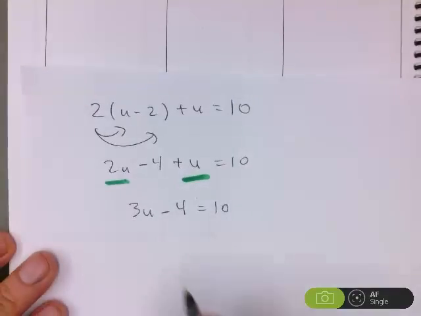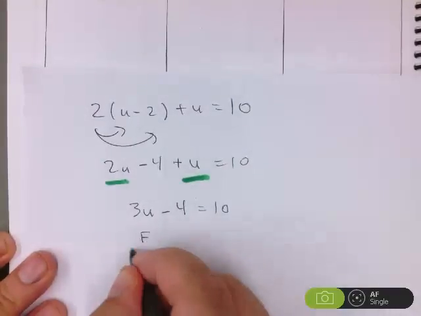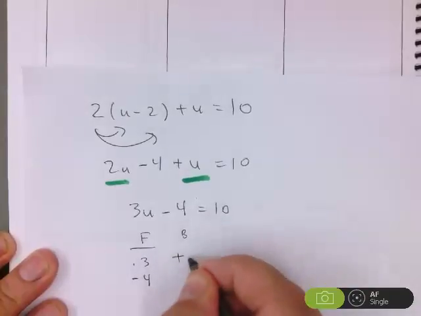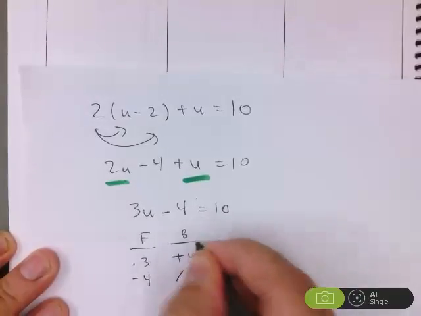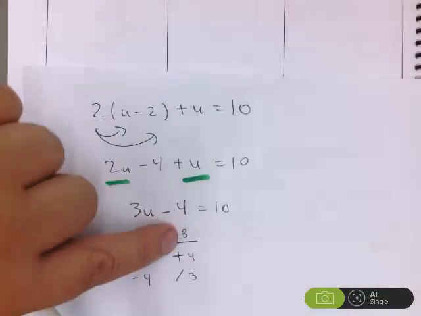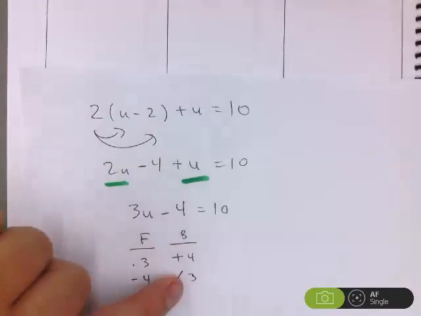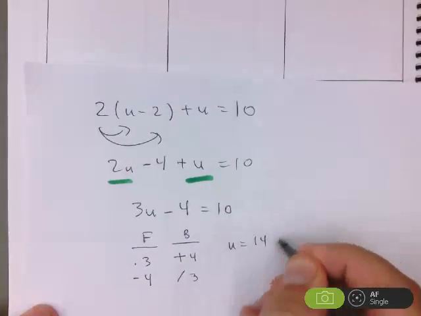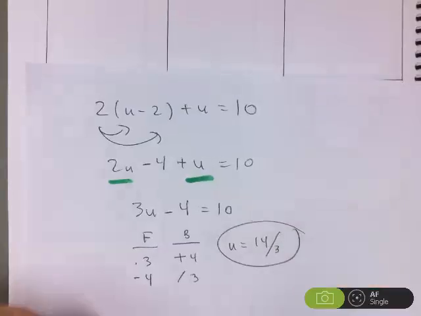So if I'm going to do forward backward, I've got forward is times 3 minus 4, backward is plus 4, divide by 3. And then I've got 10 plus 4 is 14. 14 divided by 3 is just 14 over 3. I can't simplify that. So u is 14 over 3.